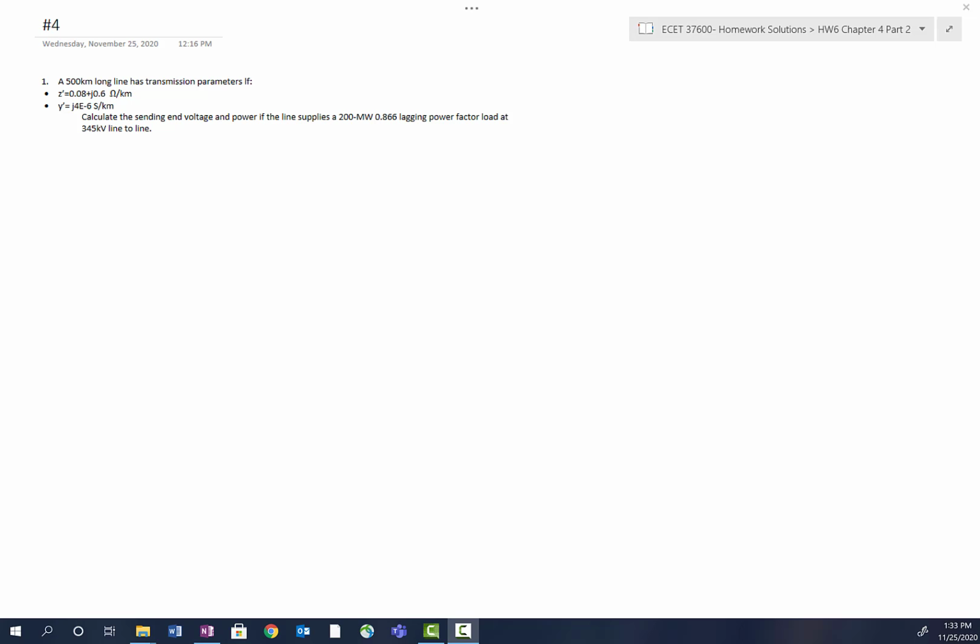We're asked to calculate the sending end voltage and power if the line supplies a 200 megawatt load at 0.866 lagging, and the voltage at the load is 345 kV on a line-to-line basis. So the line length L is greater than 240 kilometers, right? 500 is greater than 240. That means this problem needs to be solved using what we call the distributed parameter model, or the long line model. And we analyzed the long line model in class.